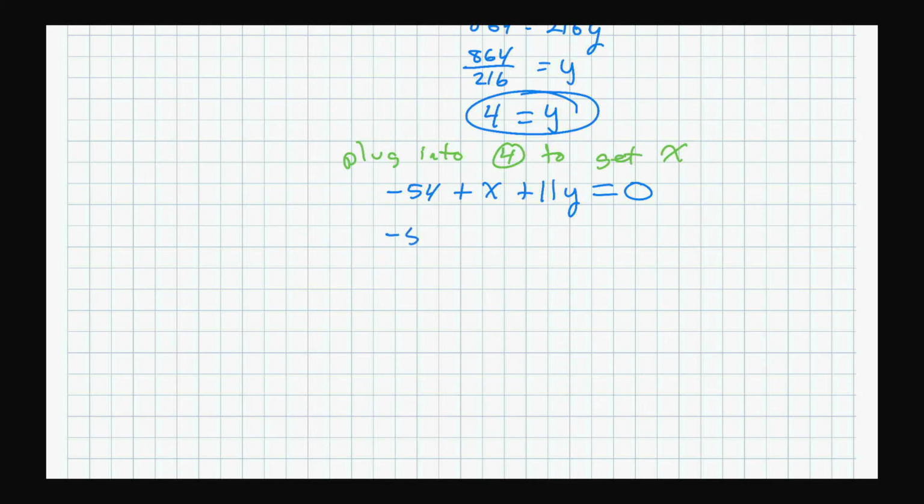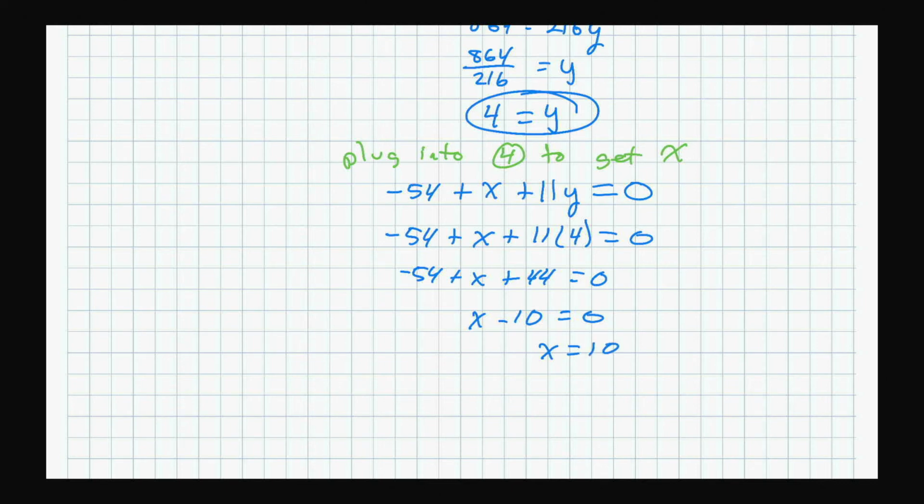You have negative 54 plus x plus 11 times 4 equals 0. So you have negative 54 plus x plus 44 equals 0. So you have x minus 54 plus 44, which is going to be negative 10. So x minus 10 equals 0. So x equals 10. So you have that.